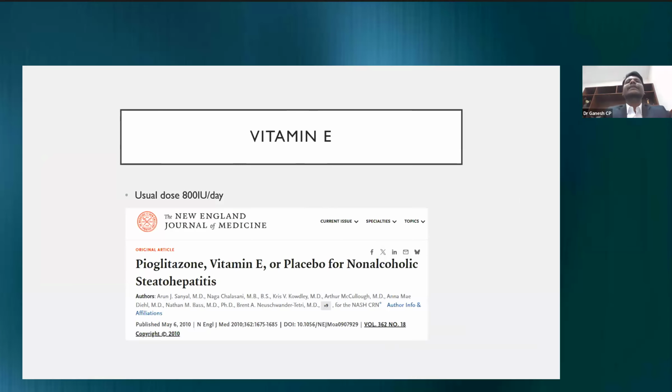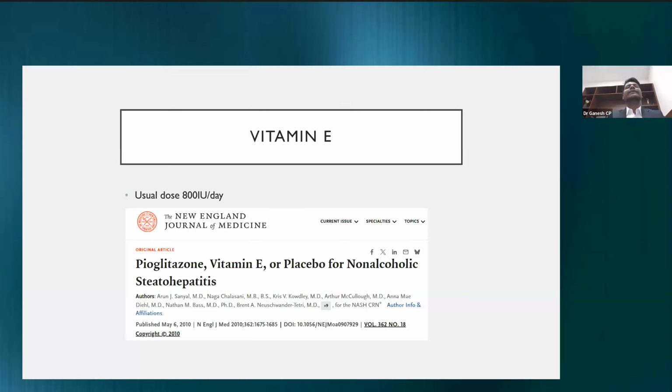So we will start with the drugs which we know initially and are using right now. Vitamin E and saroglitazar have been used by many practicing physicians for the treatment of MASLD. So we will brush through the data we have regarding vitamin E and saroglitazar. The usual dose of vitamin E is 800 international units per day. This is an age-old study, but it is a robust study by Arun Sanyal and group, published in the New England Journal of Medicine.